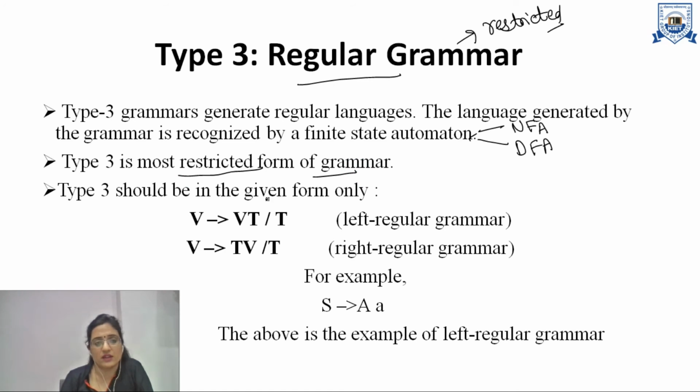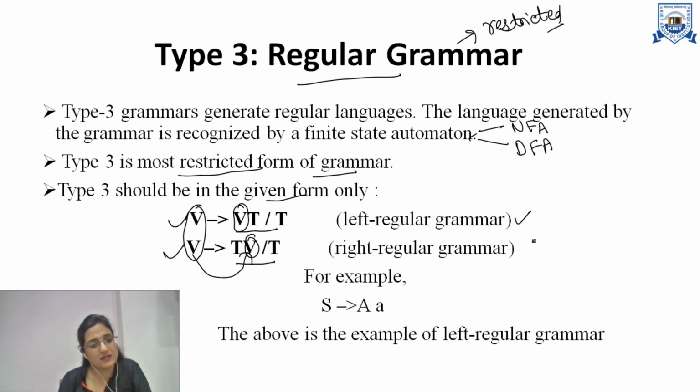This grammar is always given in this form. Here the left side contains a single non-terminal, and on the right side it may be in this format or in this form. Here we see the symbol V, a non-terminal, on the left side of the grammar. If the non-terminal is on the left side, then the grammar is known as the left regular grammar. Where this symbol V is on the right side of the grammar, this grammar is known as the right regular grammar.